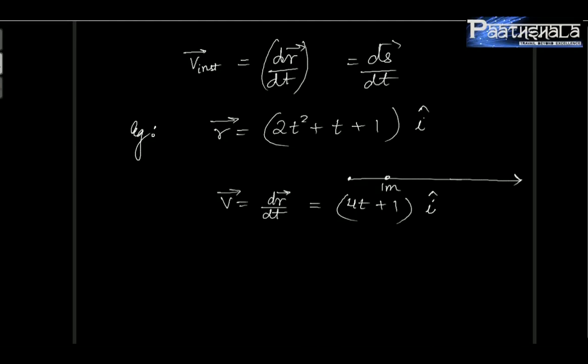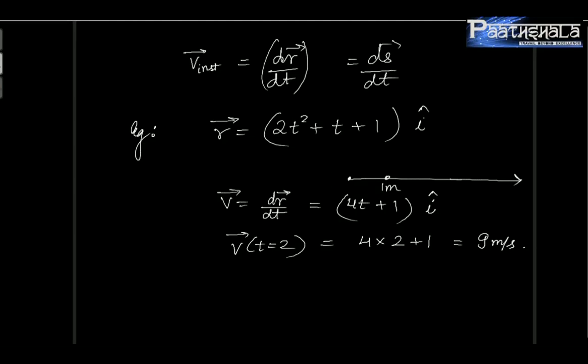Okay, is the velocity vector. Easy to understand, right? So this is the instantaneous velocity. Let us say I want the instantaneous velocity at t is equal to 2 seconds. So instantaneous velocity at t is equal to 2 seconds is equal to 4 into 2 plus 1, which is equal to 9 meters per second. Correct? Now comes an interesting question.